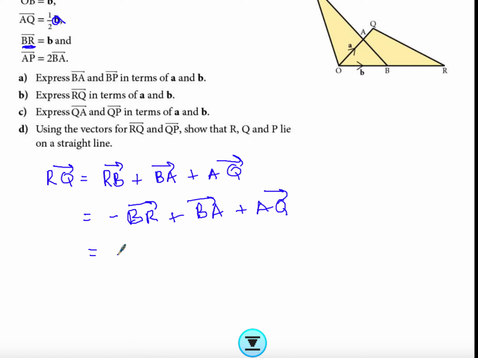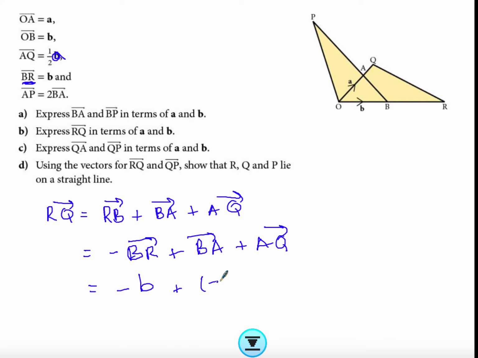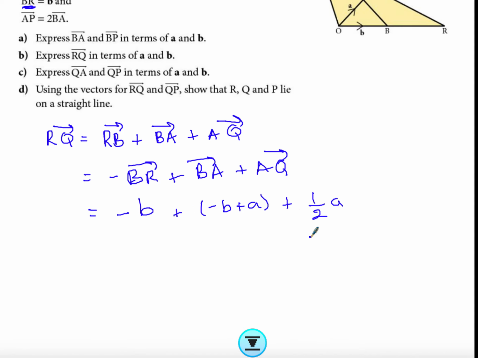Negative B to R would just be negative B, because BR is just B here. BA would be what we found in the previous part, which is negative B plus A. So I have negative B plus A. And then AQ is just half of A, so I just add half of A. And notice how I'm taking care of the directions that I'm going in. So I've recognized that RB is the opposite of BR, so I have to put a negative. So you need to be aware of these parts.